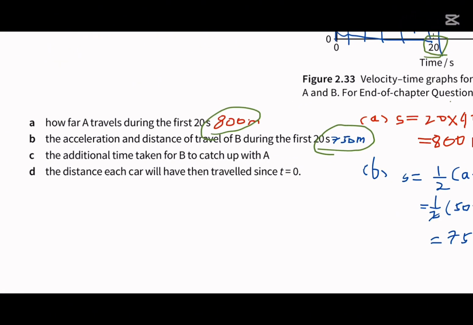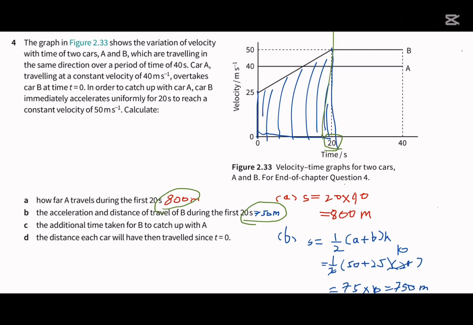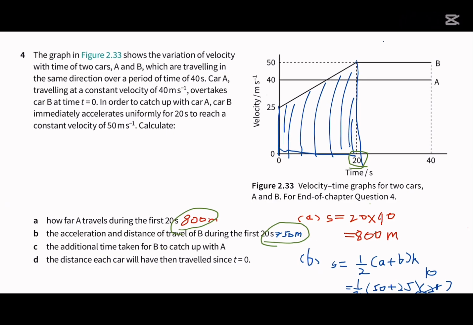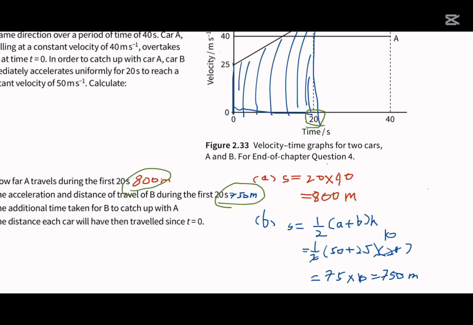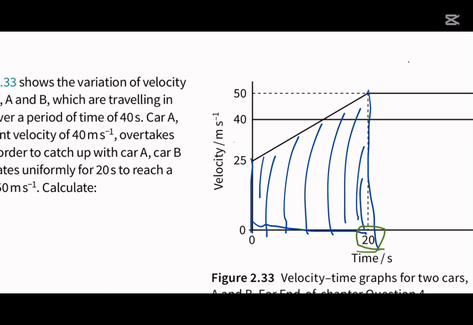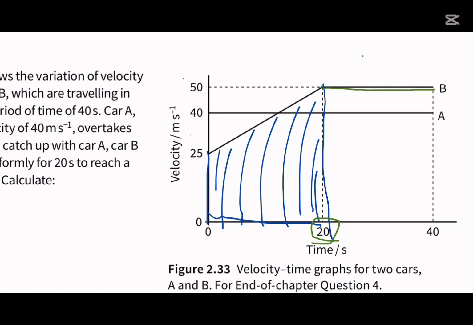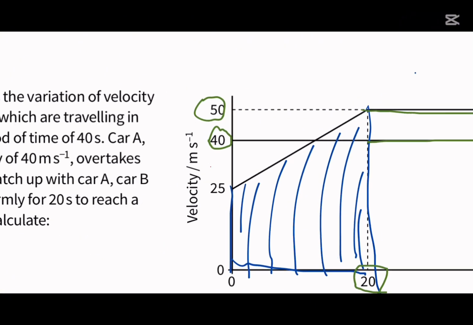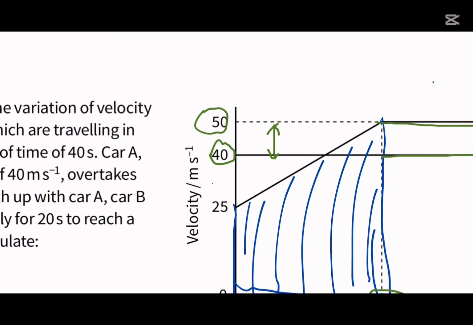So this question is asking how long it will take for car B to catch up with car A after t equals 20, or rather how much additional time will be taken for B to catch up. So let's see here. Car B goes at a velocity of 50 meters per second. Car A travels at a velocity of 40 meters per second. So the velocity difference between them is 10 meters per second.